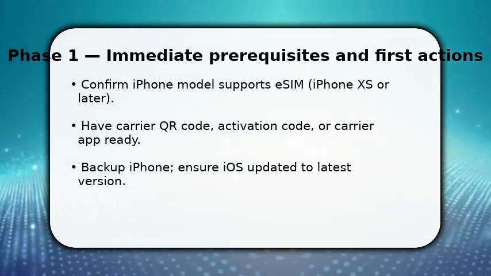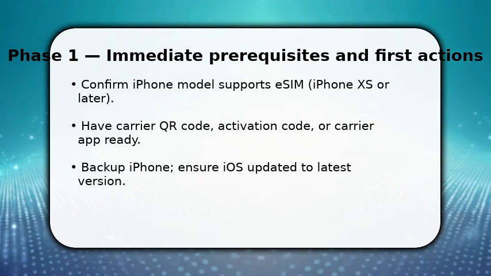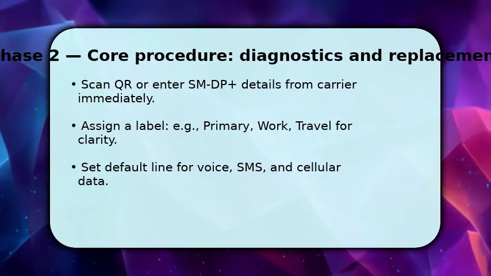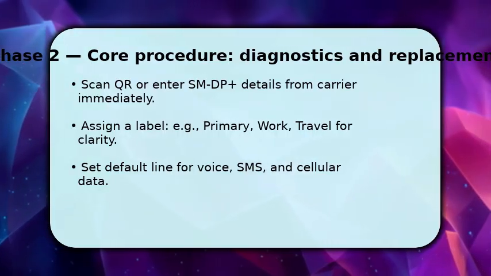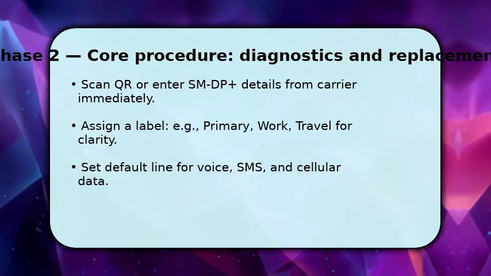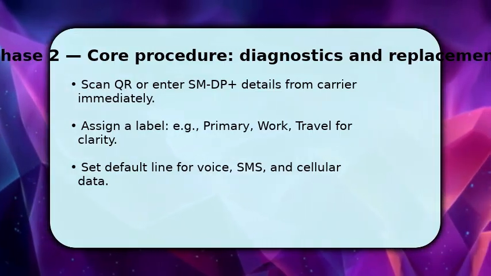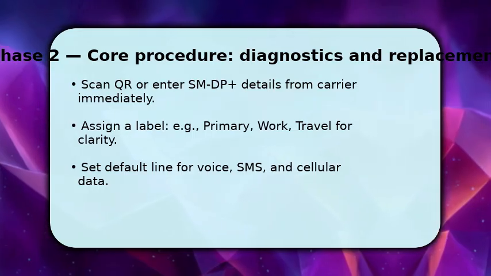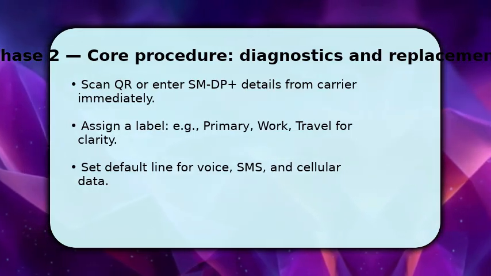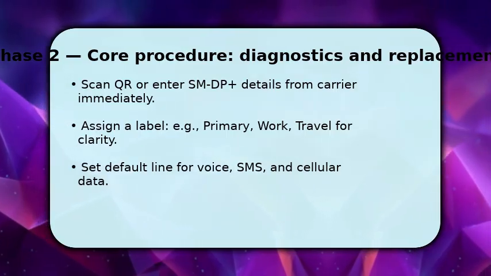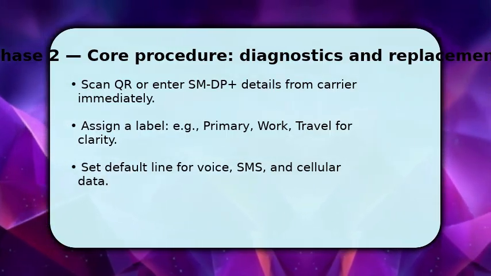After the profile downloads, you'll configure how the eSIM behaves. You must label each line so you can tell them apart in phone and messages. Choose clear names like primary or travel. Next, set your default line for voice and SMS and pick which line uses cellular data. You can change these later, so think about roaming and cost. If you use dual SIM, make sure cellular data switching is set to your preference. Then test by making a call or using data.